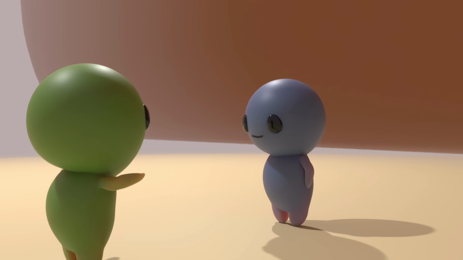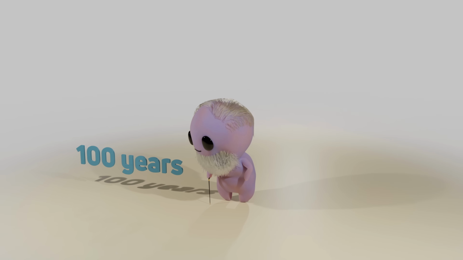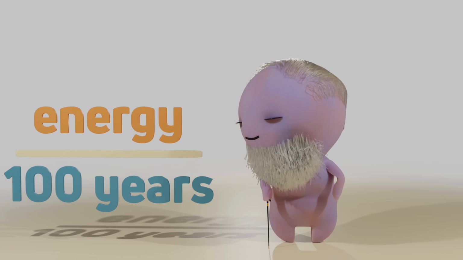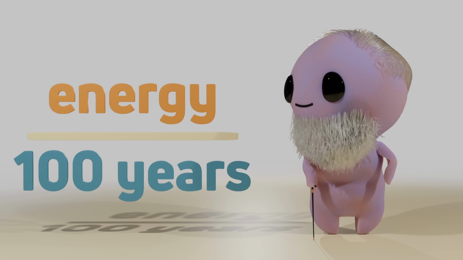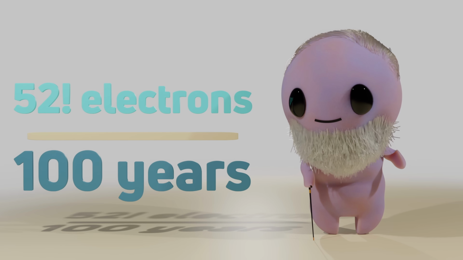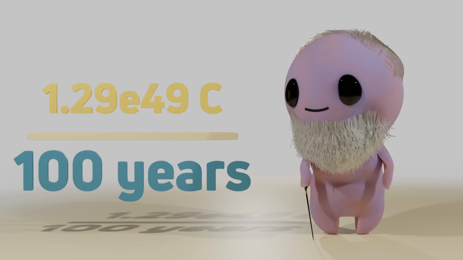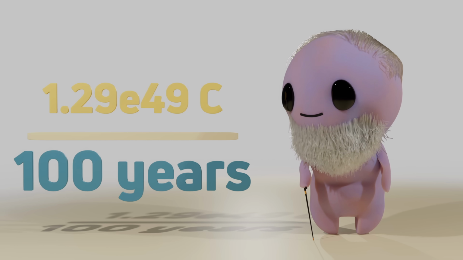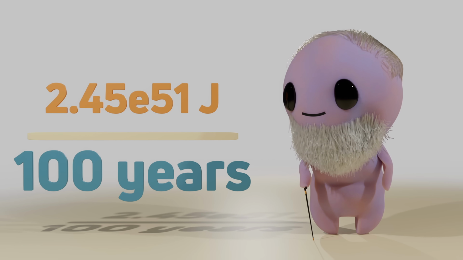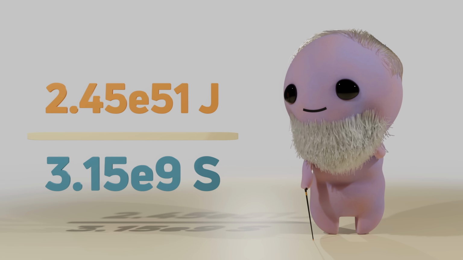Can it be done? Let's say a person lives 100 years. Moving backwards, how much energy needs to be distributed by humanity over those 100 years to produce 52 factorial electrons? That many electrons equals a charge of 1.3 times 10 to the 49th coulombs. At 190 volts, this would equal 2.45 times 10 to the 51st joules. 100 years is 3.15 billion seconds.